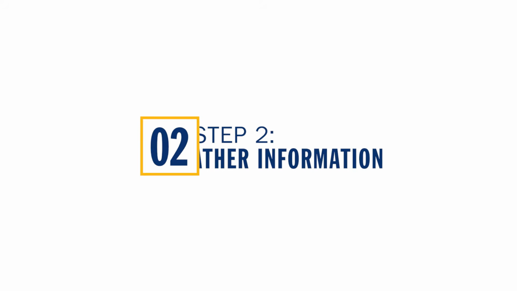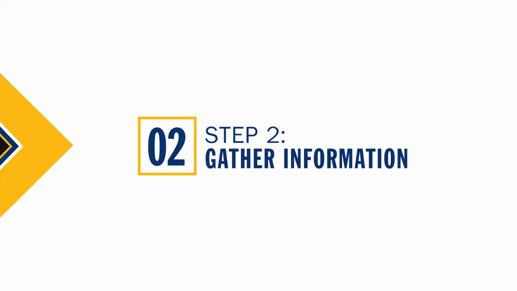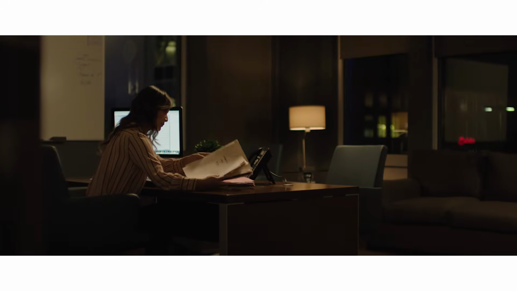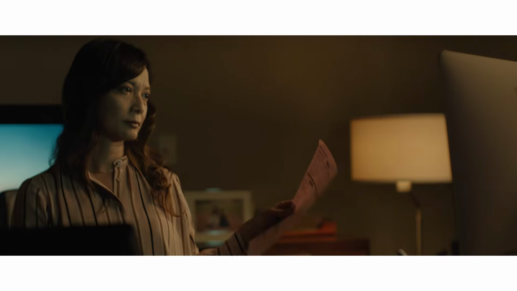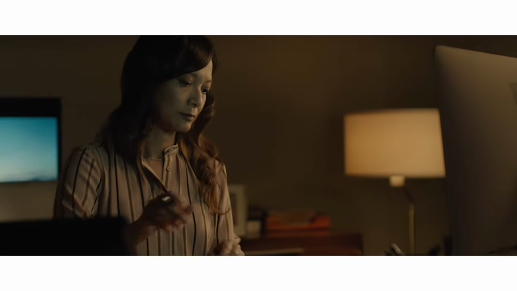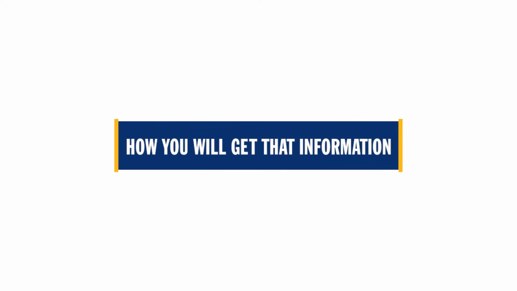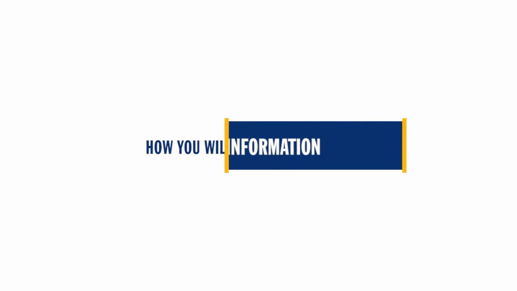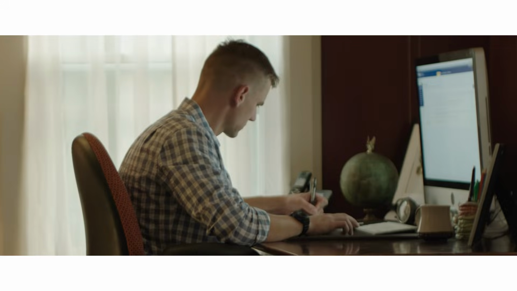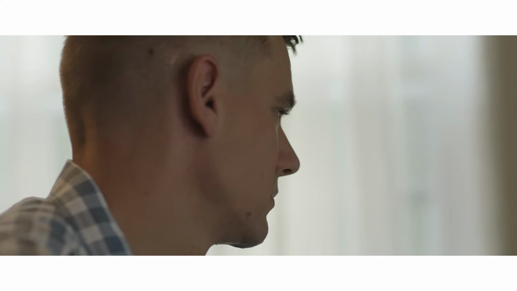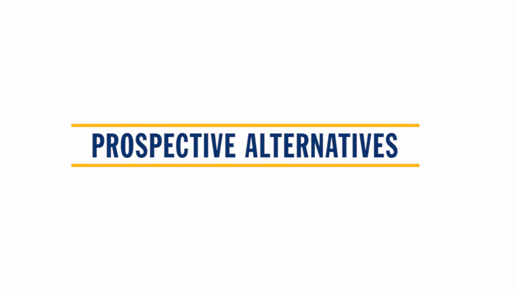Step 2. Gather information. So you know you have a decision to make. Now you need to learn more about the decision. To do this, you need information about the decision. You want to identify what kinds of information you need, how you will get that information, and how you will use the information. You'll review and assess the information. What you learn from this phase will help you to learn more about the situation and hone in on prospective alternatives.